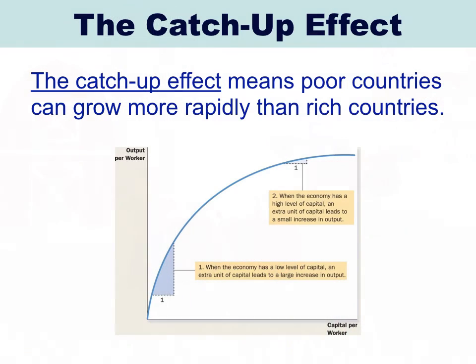So this gives us a curve that looks like this. Notice how it increases, but it gets flatter and flatter as we move along. Here we've got output per worker on the vertical axis, so that is your productivity. And on the horizontal axis, we have physical capital per worker.